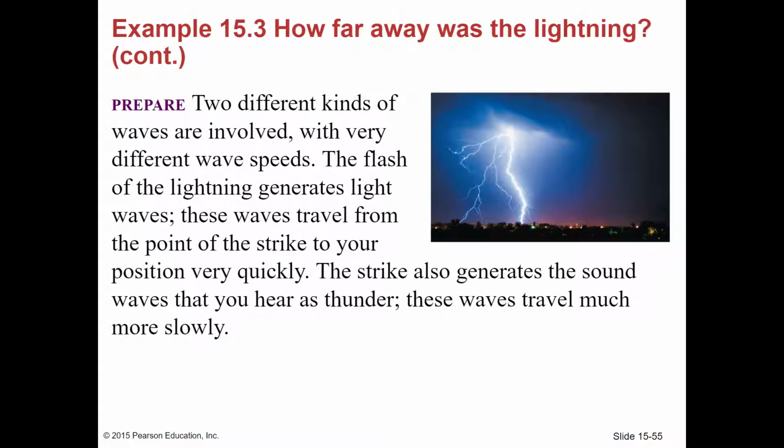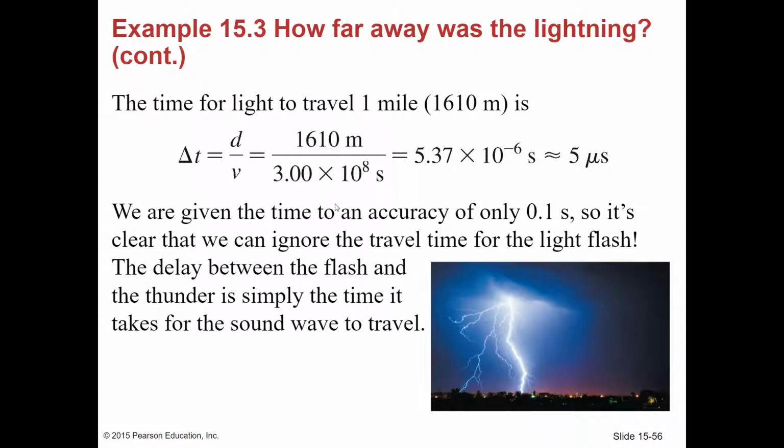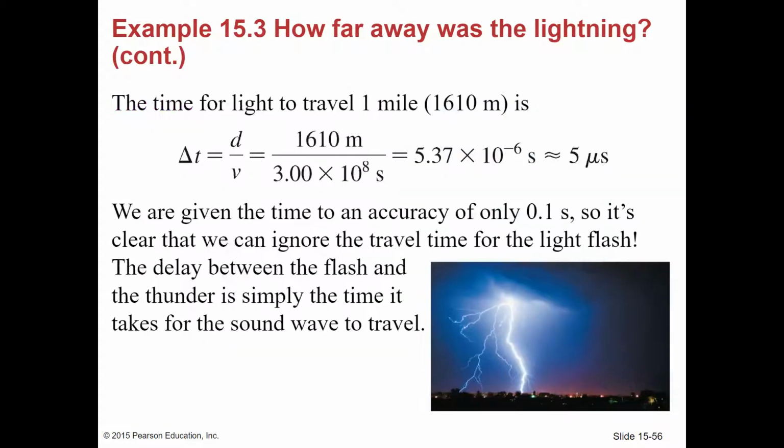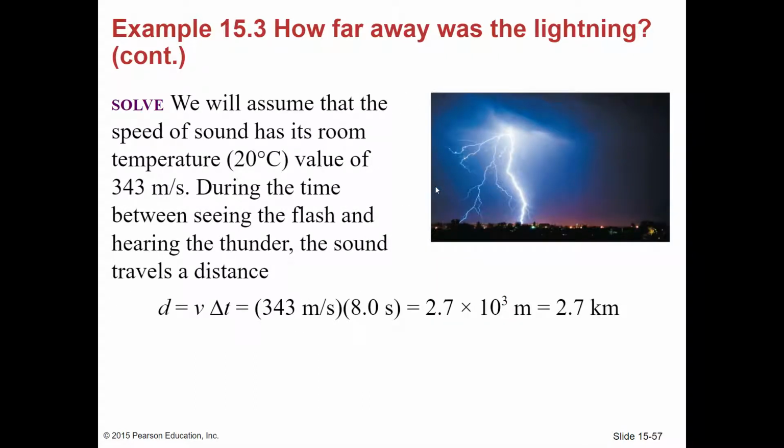But if we do the math for the speed of light, we have a distance of 1,610 meters. This is just from an example, let's say it's a mile away. It's saying, if it was a mile away, it would take the light 5 microseconds to get there. We can't tell the difference of a microsecond, so it's essentially instantaneous. So we just pretend, maybe not. So let's look at the sound.